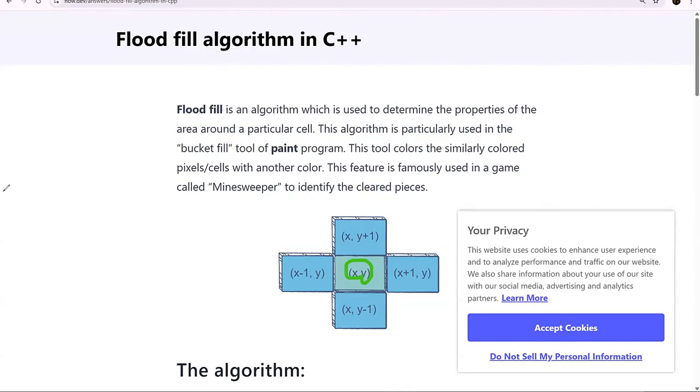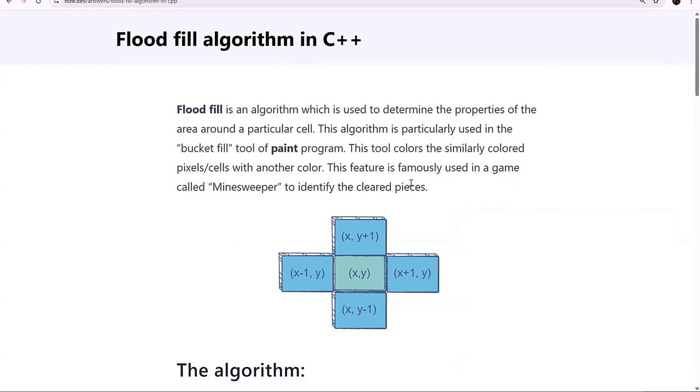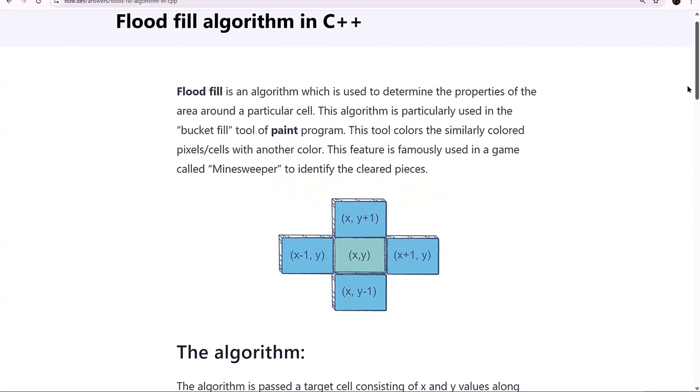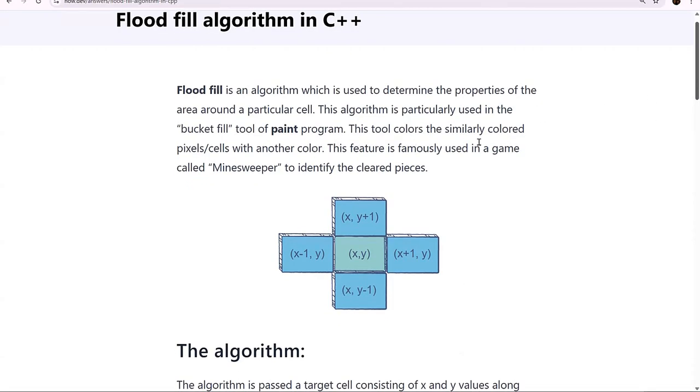The algorithm is particularly used in the bucket fill of paint programs, to replace the similar color pixels with another color. So you fill this one as red, and the nearby ones cannot fill the same color, but you may fill other colors to make different patterns. Okay, so this is a so-called painting problem, coloring problem.